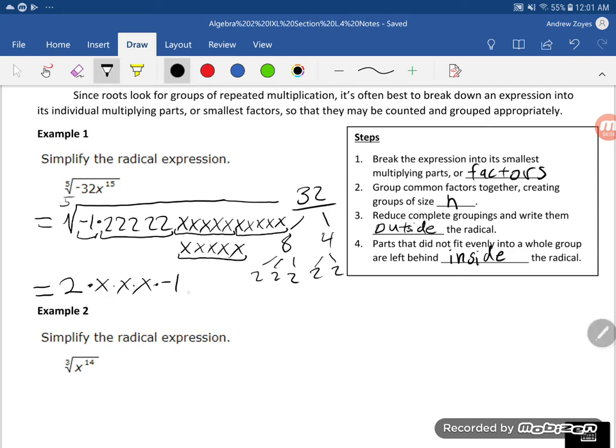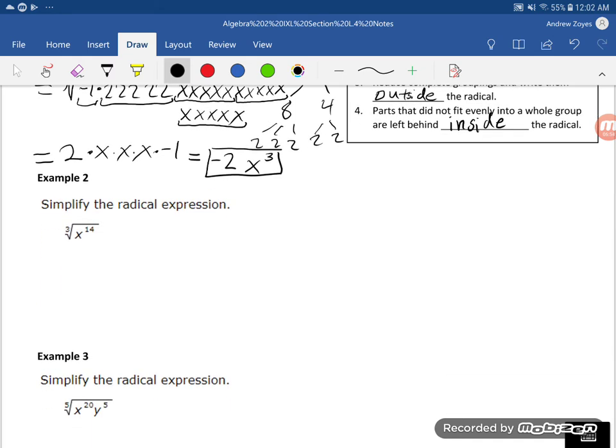We can make it look a little bit nicer. So we're going to go ahead and write equals. And so I can write negative 2, putting the negative on the 2. And I have 3 x's, so I'm going to write that as x cubed. Right, make it look very nice. Okay, so that's my final answer.